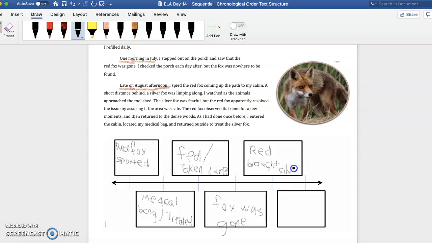Good. And so lastly, guys, what happened last? When we talk about what happened last, we look at the final sentence. As I had done before, I entered the cabin, located my bag, and returned to treat the silver fox. So it's basically repeating itself, right? So the same thing, medical bag, treated, right? He saw that the silver fox was hurt, so he got his medical bag again, and he treated the silver fox. Okay.